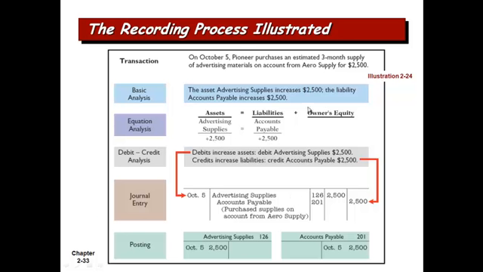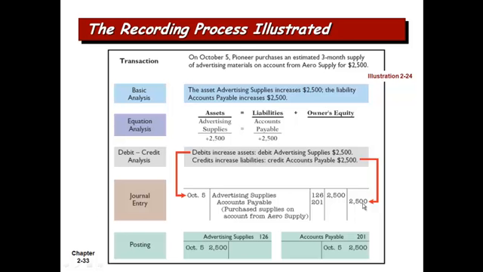October 5th, Pioneer purchases an estimated 3-month supply of advertising materials on account from Arrow Supply. Remember that keyword, on account. So they're not paying cash right away, but they're receiving something, and that's going to be advertising supplies. They're going to debit that for $2,500, and they're going to credit accounts payable for $2,500.